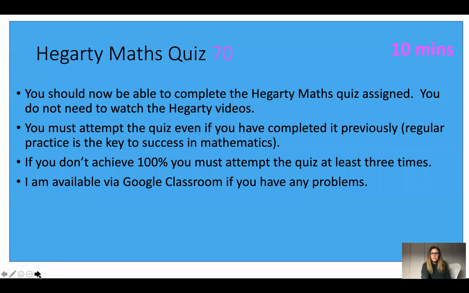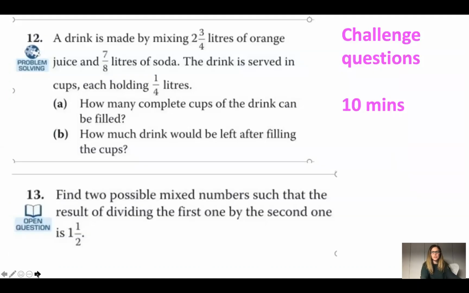There are 2 Hegarty Maths quizzes to do. As always, whilst we're in lockdown, you do not need to do the videos. You are just doing the quizzes, and you can do them in your classwork book. That's absolutely fine. You've got 10 minutes to attempt quiz number 70 up to 3 times. You can do it now, or you can do it later as homework. I'm going to move on now. Just a few more questions and then we're done. So 2 challenge questions here and another 10 minutes.